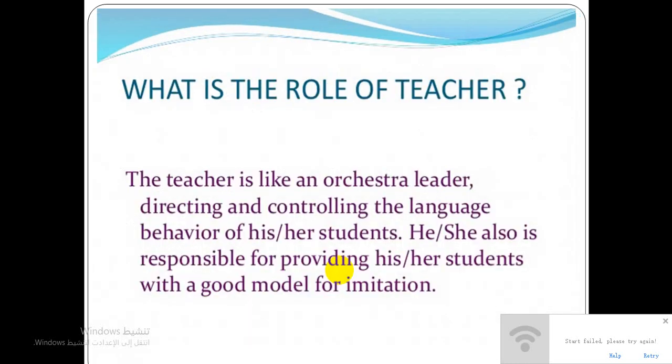Another question, what is the role of the teacher? The teacher is like an orchestra leader, directing and controlling the language behavior of their students. Teachers are responsible for providing their students with a good model for imitation. So, teacher roles are central and active, monitoring and correcting the learner's performance.